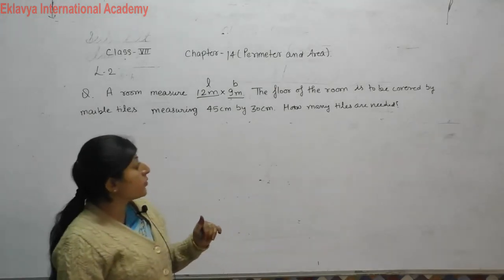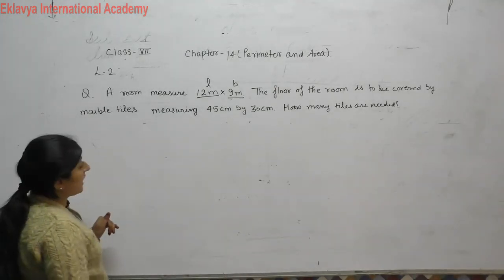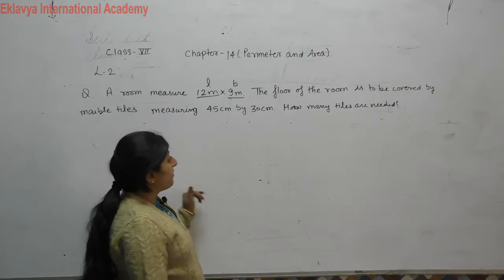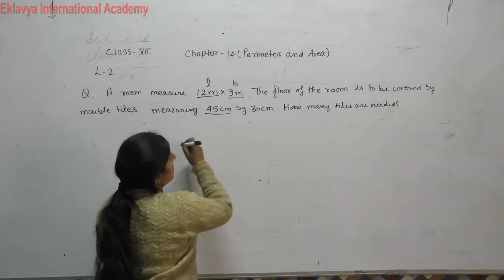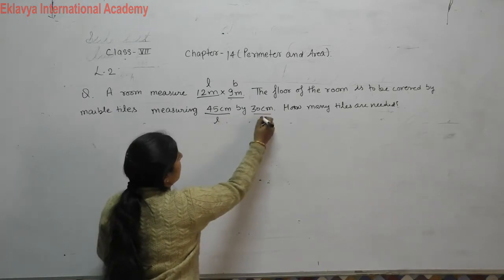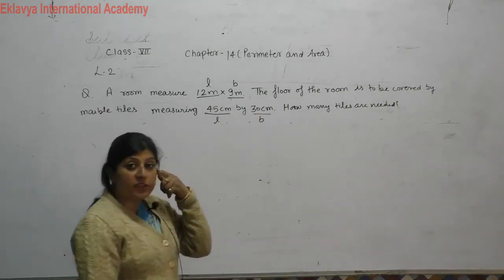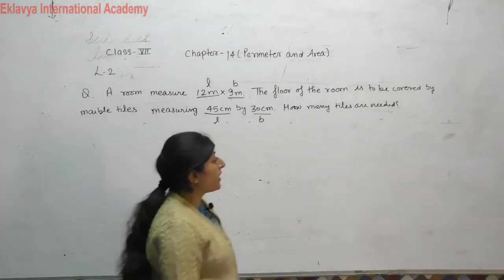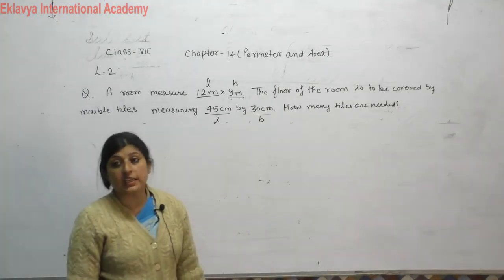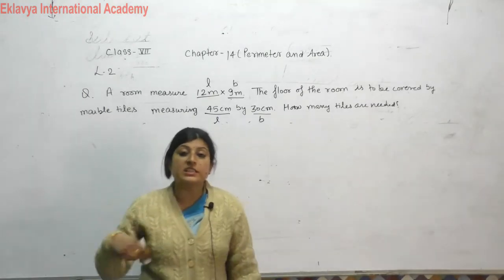The floor of the room is to be covered by marble tiles measuring 45 centimeter by 30 centimeter. It means this is the length of the tile and this is the breadth of the tile. How many tiles are needed? It means there is a room, a floor, where are we putting the tiles? We are putting the tiles on the floor.